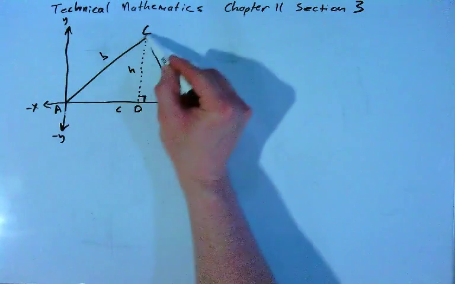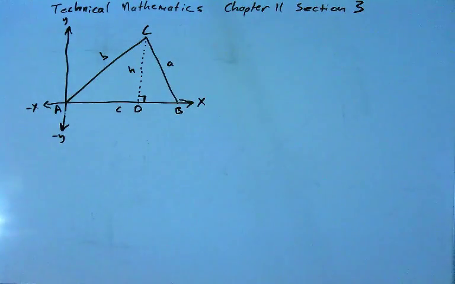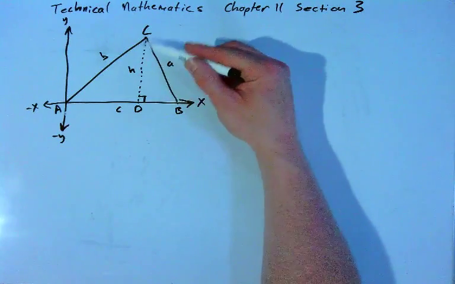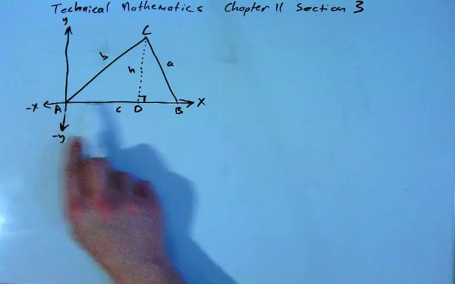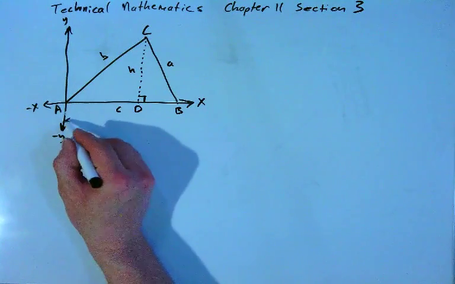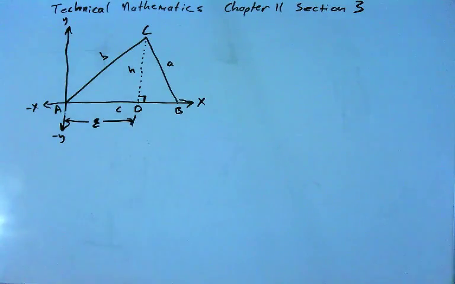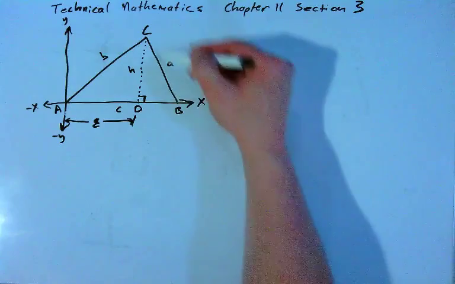And so I know that the hypotenuse of this triangle is b. Whatever the length of b is, that's the length of the hypotenuse. I know that the length of this leg of the right triangle is the height, or h, but I don't quite know what the length of this side is yet. I'm going to call that g. I don't know what this length is yet, but I'm going to call it g.